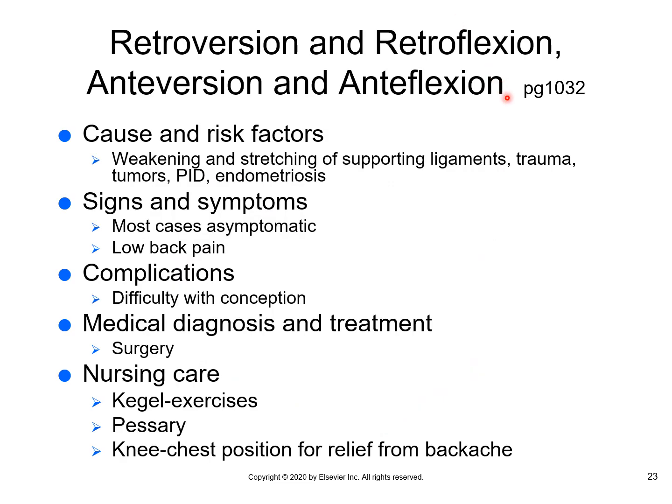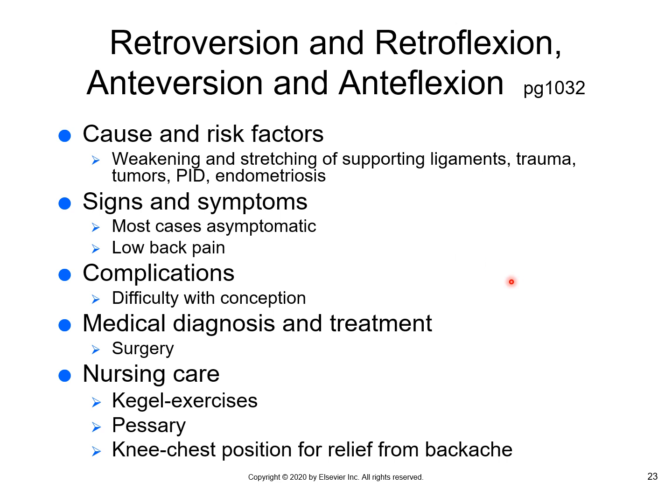Retroversion and retroflexion, anteversion and anteflexion. So in page 1032, let's take a look at it. These are the types of uterine displacement, meaning that the uterus is not placed where it should be, or it's not properly in place. Okay, so cause and risk factors: there will be a weakening and stretching of the supporting ligaments, trauma or tumors, PID, and then endometriosis.